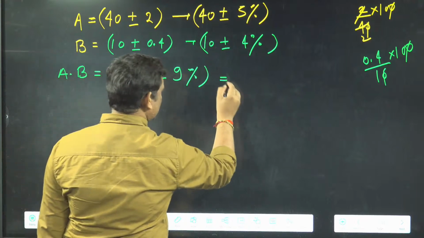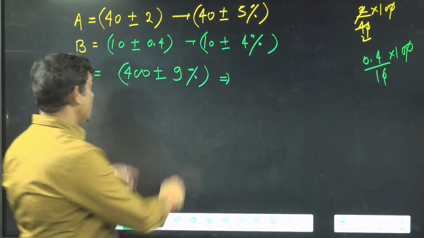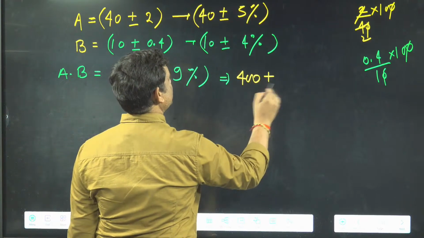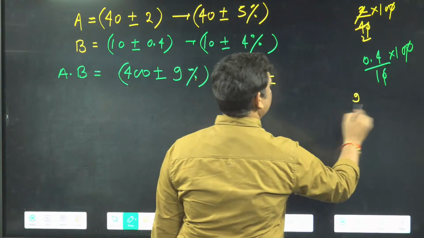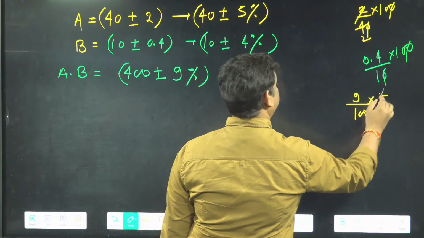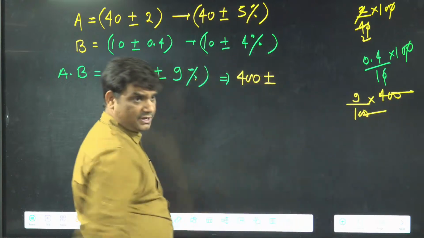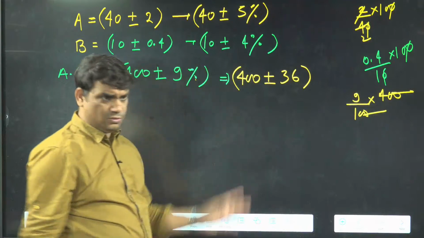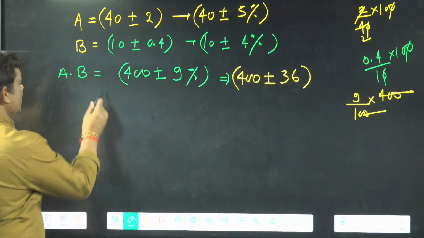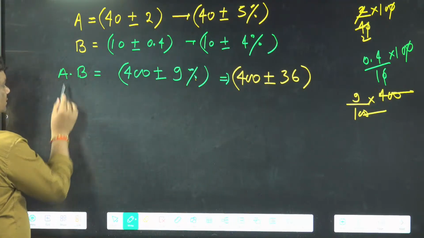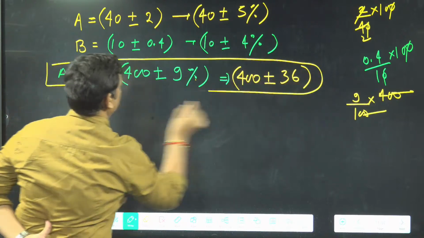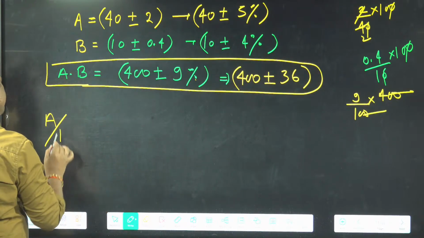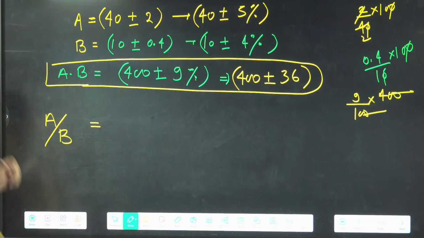In terms of absolute, the answer will be 400 plus minus 9% of 400. So that becomes how much? 36. Option can be in any format. You have to write it. This is the answer over.